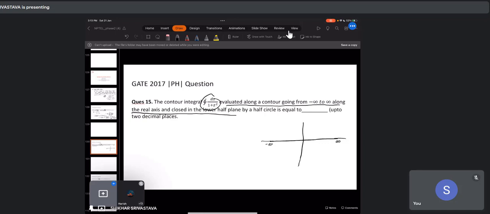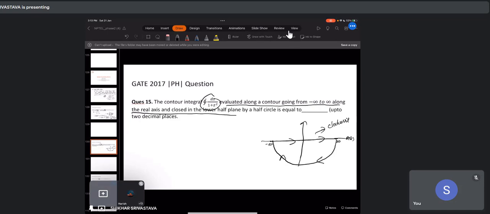And then it's the real axis. We all know that it's the real axis. And then it's closed in the lower half plane, that is, the lower half plane is this, by a half circle. So it's something like this. So remember this contour is going in clockwise direction, because in the question they have mentioned this direction. It's going from minus infinity to plus infinity. Therefore, in this case, while doing the integral, you will have a minus sign in front.